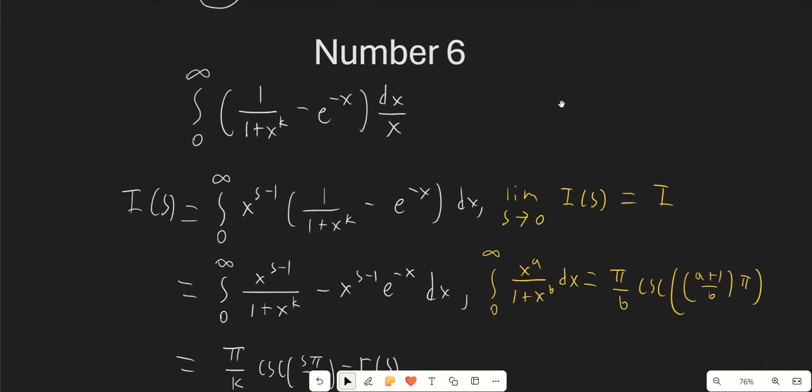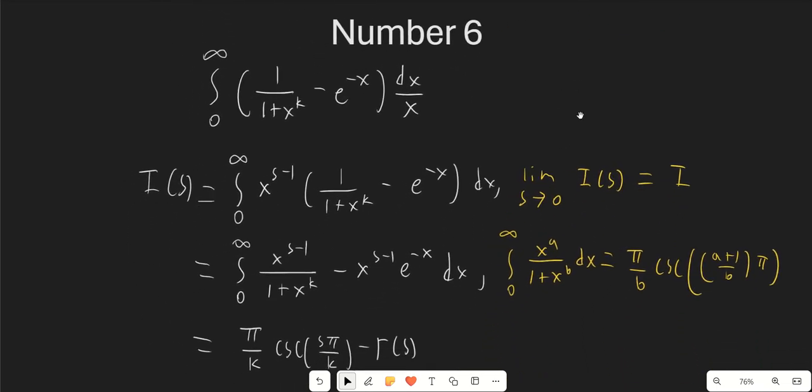Number 6 is another really fun one because we get to use the Mellin transform again. Again, the Mellin transform is a really underrated tool, and it's something that I'm definitely going to have to make a video on soon because I don't see people using it all too often.